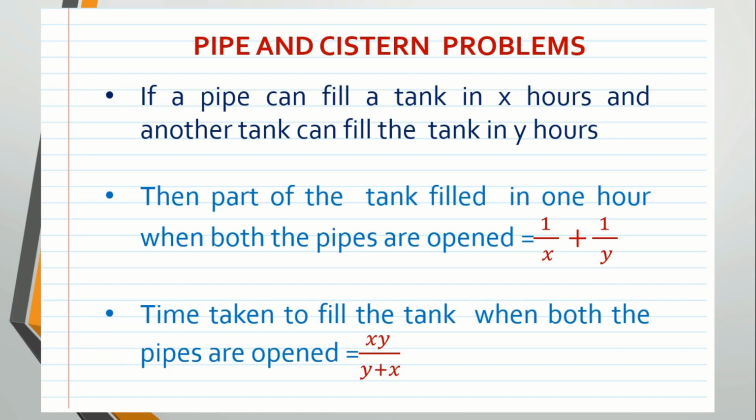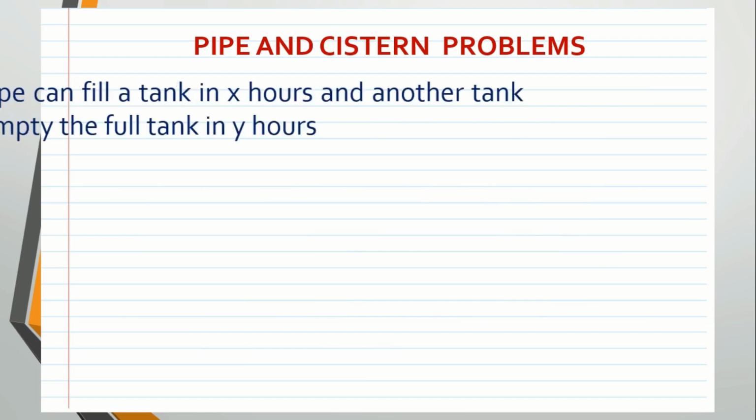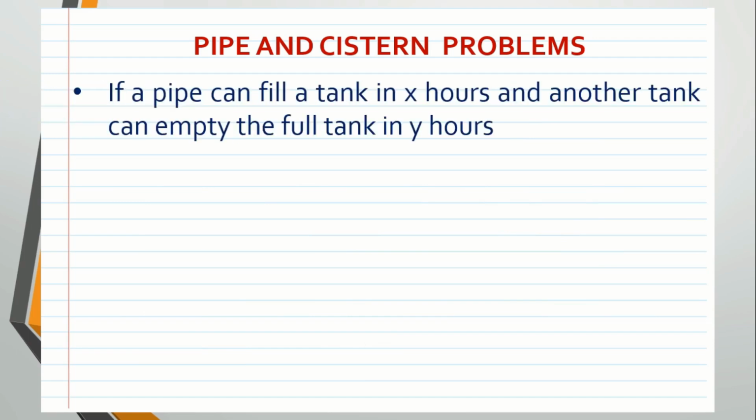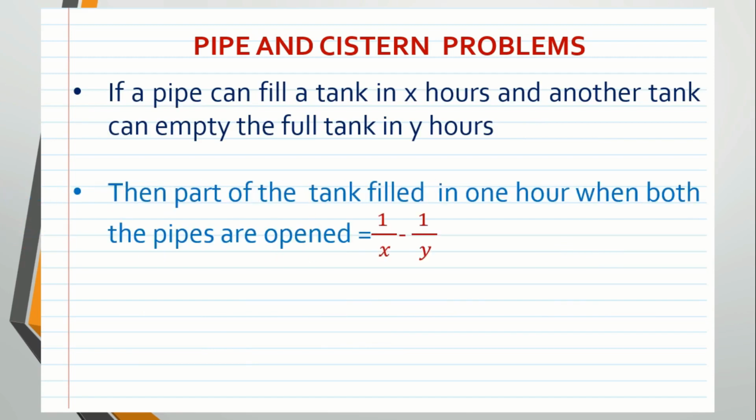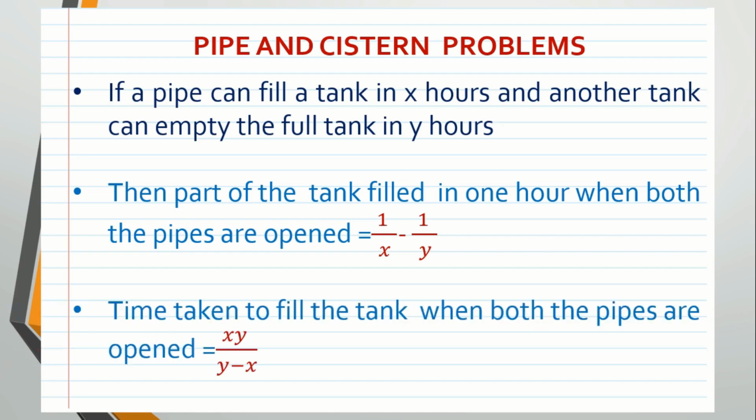Now we have another situation. If a pipe can fill a tank in x hours, and another pipe can empty the full tank in y hours, in that case, the part of the tank filled in 1 hour when both the pipes are opened is equal to 1 upon x minus 1 upon y, and the time taken to fill the tank when both the pipes are opened is xy upon y minus x.